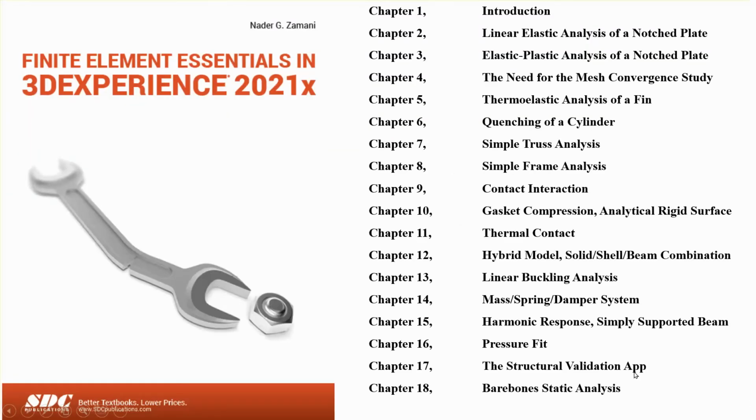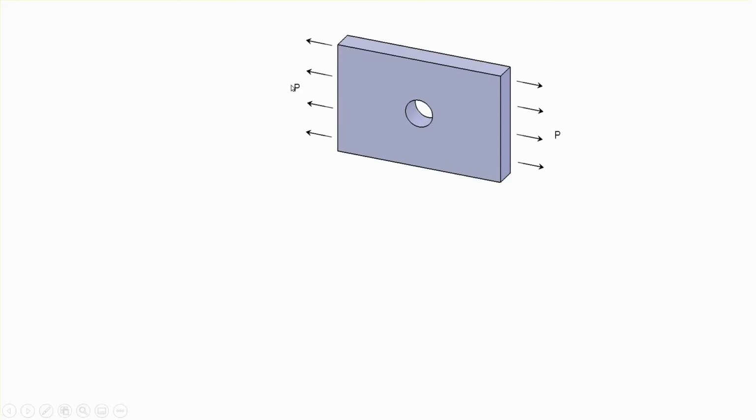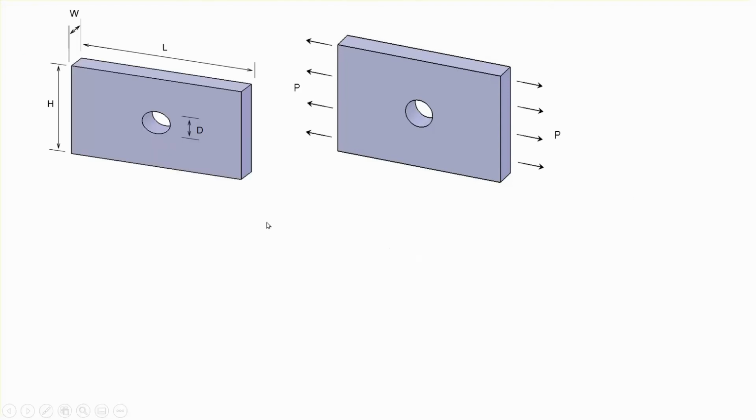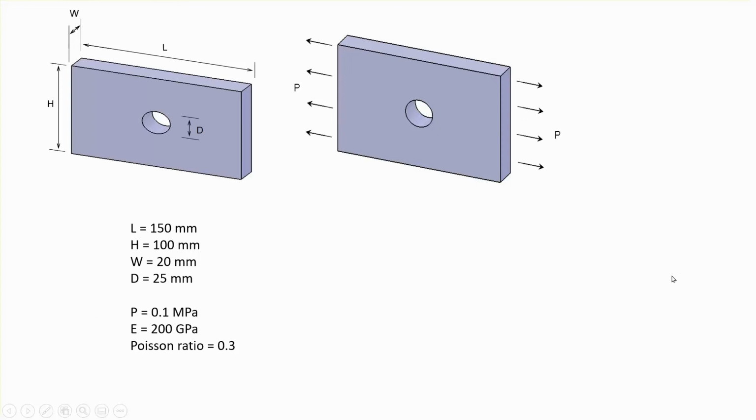Okay, this is the video tutorial for chapter 2 of my textbook. This particular chapter deals with a block with a central hole, or what is called a notch plate, and it is loaded under tension from both sides. So here's the problem that we're looking at, and the dimensions and everything are given down below.